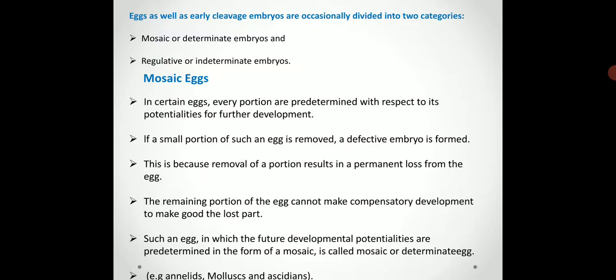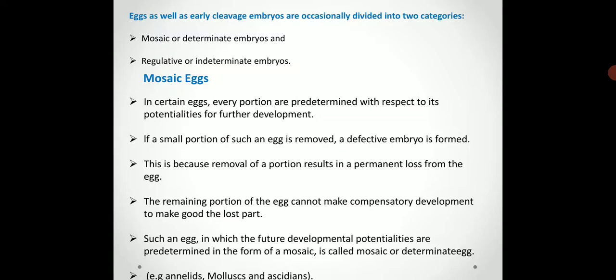Next, eggs as well as the early cleavage embryos are occasionally divided into two categories. First one, mosaic or determinate embryos, and second one, regulative or indeterminate embryos. First, mosaic eggs or determinate embryos. In certain eggs, every portion is predetermined with respect to its potential for further development. So it is already known which part has to be developed from which part.